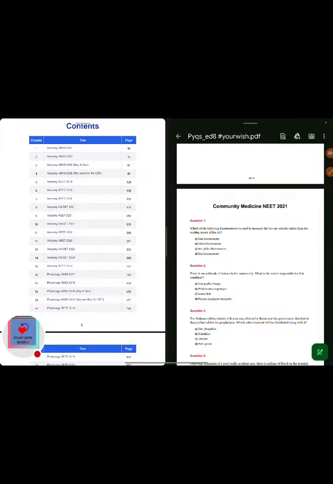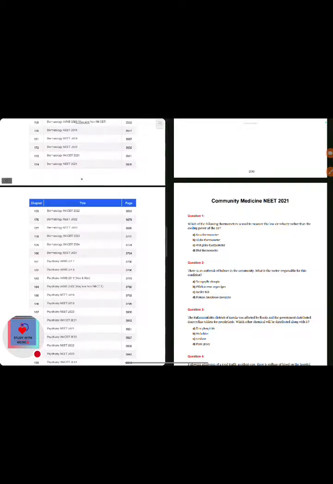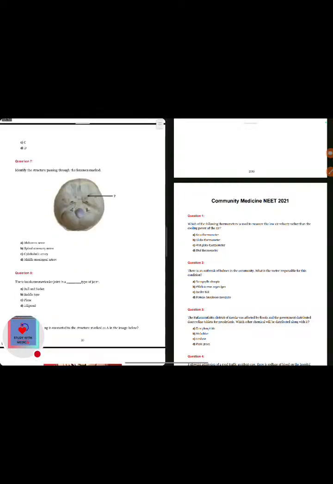So we are going to solve PYQs. I'm very excited for it because this is the ultimate thing we need to ace the exam. PYQs are a must, whether it is any examination. You understand the psychology of the functioning of the examiner's mind. So first we are doing community medicine.